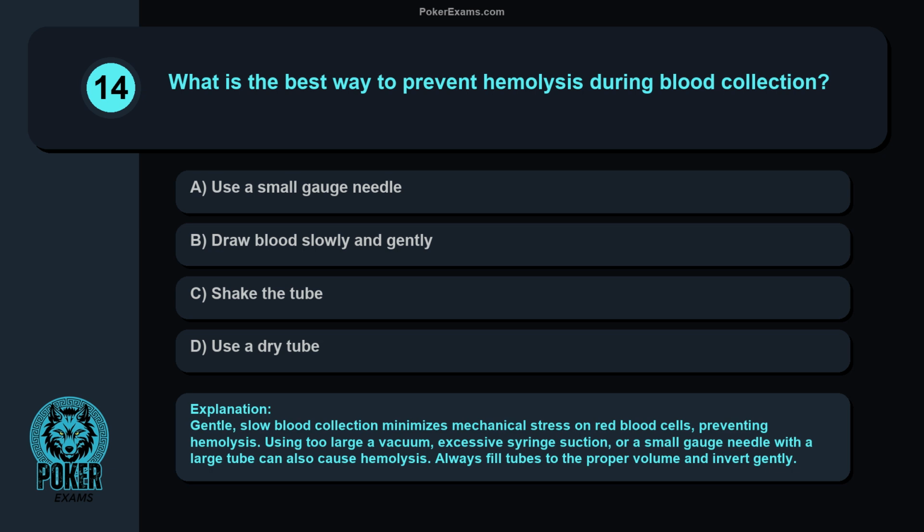Gentle, slow blood collection minimizes mechanical stress on red blood cells, preventing hemolysis. Using too large a vacuum, excessive syringe suction, or a small gauge needle with a large tube can also cause hemolysis. Always fill tubes to the proper volume and invert gently.